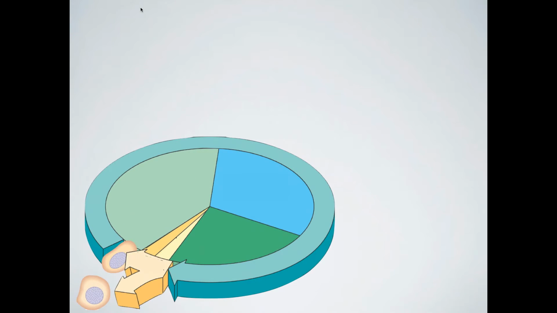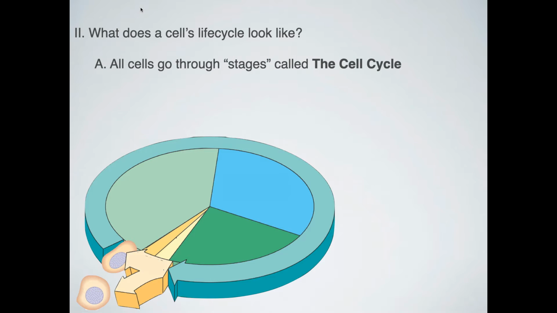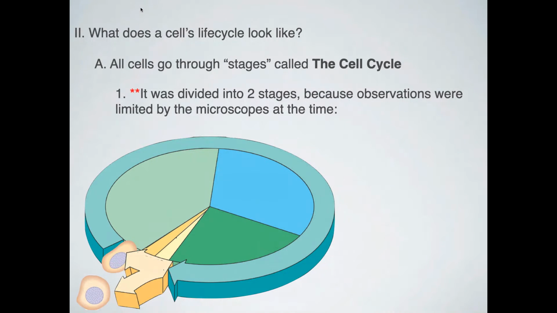So we're going to be talking about what the life cycle of a cell looks like. All cells go through different quote unquote stages, which we call the cell cycle. Generally speaking, a long time ago, it was divided into two stages because we had really crappy microscopes and observations were very limited at the time because of our poor microscopic images. So the first of those stages is called interphase. And it is the large outside circle that's kind of this teal color.